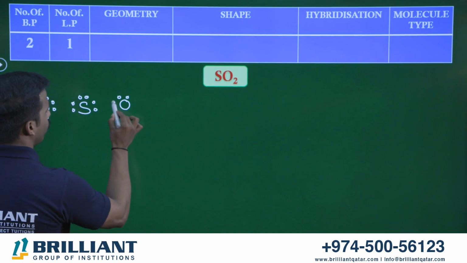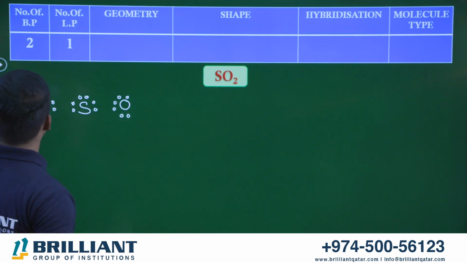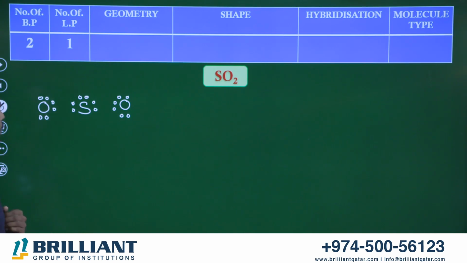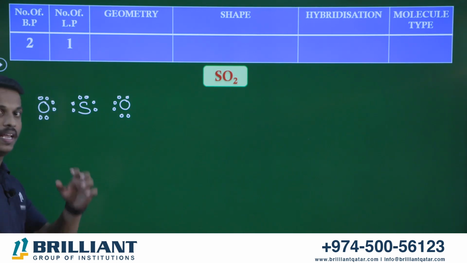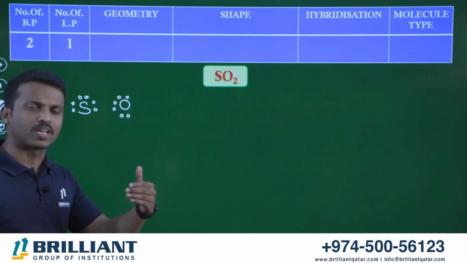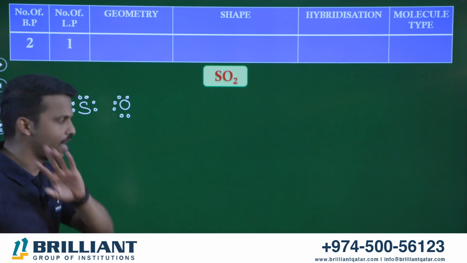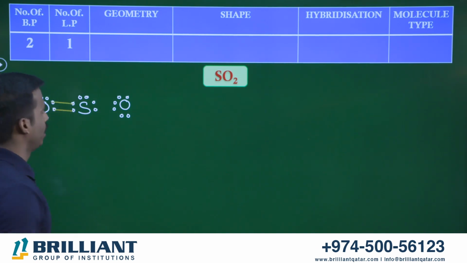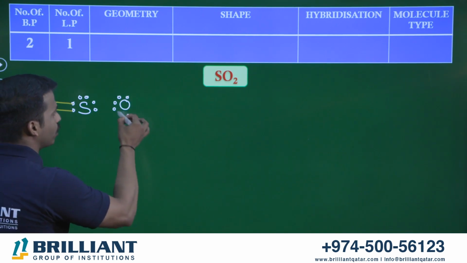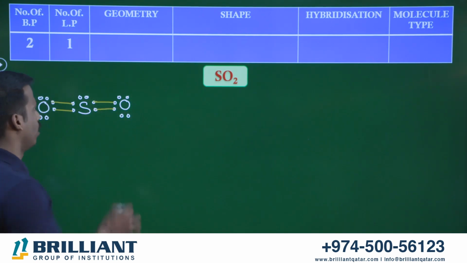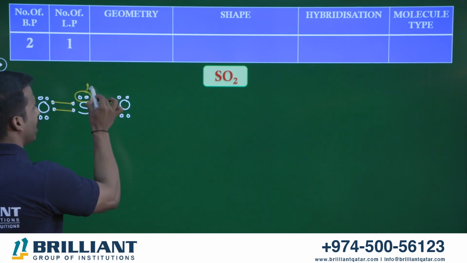Now let's see. If you consider the left oxygen atom, already 6 electrons are there in the outermost orbit. To complete its octet, how many more electrons are required? 2 more electrons, right? Let them take from sulfur. It makes a double bond. Similarly, if this oxygen wants to complete the octet, let it take 2 electrons from this side. Again a double bond. What is this? This is a lone pair.